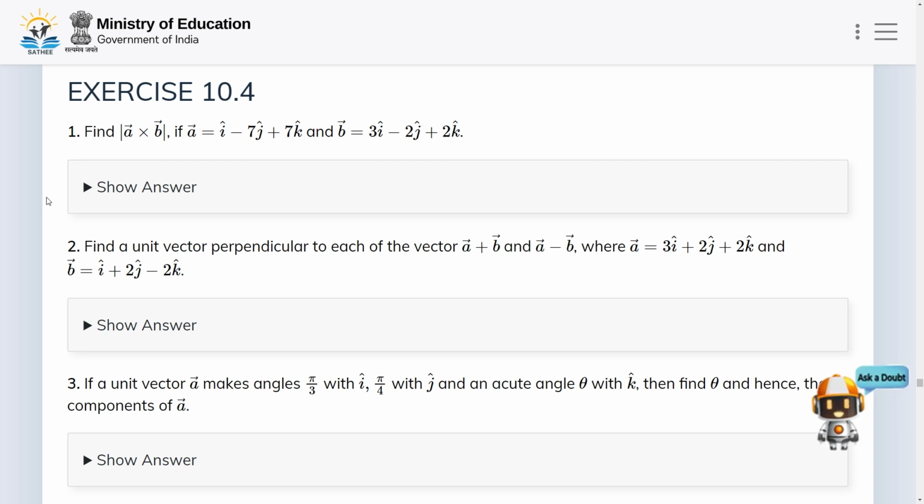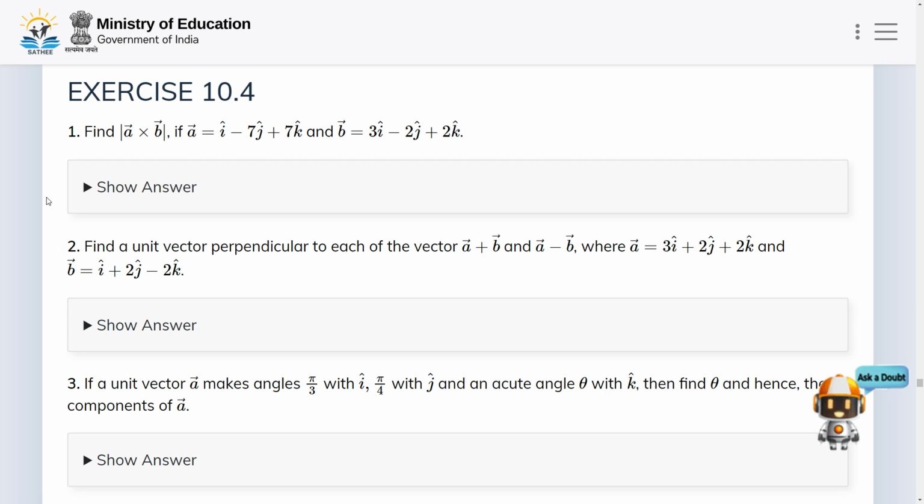The first question of this exercise says that you have to find the magnitude of the cross product of A and B vectors. A vector is given and B vector is also given to you. So in order to find the magnitude of A cross B, you will first have to find A cross B. And A cross B, you know very well how to find it.